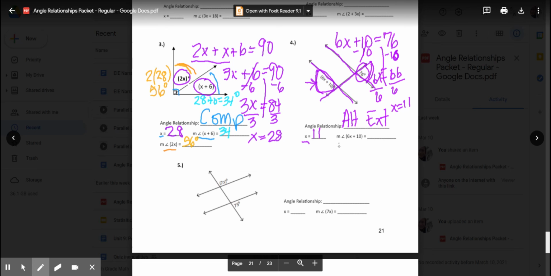But the next thing I need to do is substitute that in to check it. So I'm going to do 6 times 11 plus 10. And when I do that, I get 76 degrees. Well, does that make sense? Should this angle equal 76 degrees? Yes, because it is alternate exterior to the 76 degrees. So they are equal. So there you go. There's number 4.